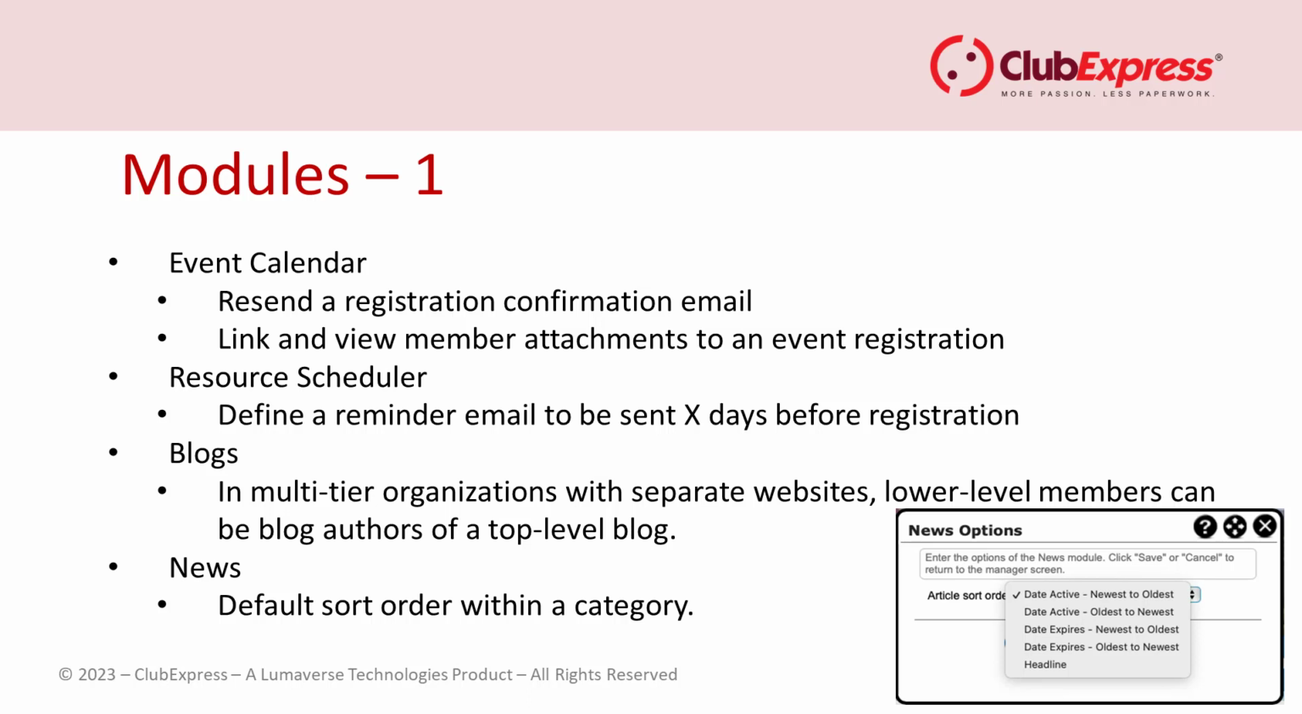And then finally on this screen, in the news module, you can now specify a default sort order for news items within a category. And here's just a screenshot from the news options module. What is the article sort order by default? The date active, the date expired, or the headline, which would be an alpha sort. And you can pick the default. Of course, you can also change that within each news or article category as well. Okay.